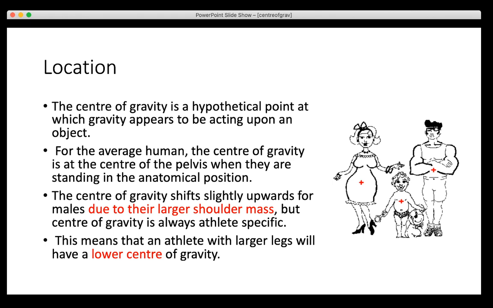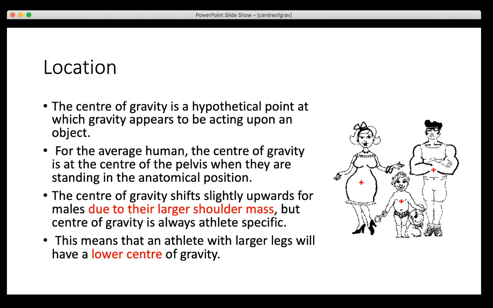Now center of gravity shifts slightly upwards for males due to their larger shoulder mass. So here that thing is repeating which I have told you in the first slide, that according to the shift of your mass, in males the shoulder mass is broader as compared to females, so that's why it is a little bit on the upper side in males. The only reason why it is towards the upper side in males as compared to females is that in males the muscle mass is more in the shoulders, in the upper body parts. So mass is more in the upper body parts in males as compared to females.